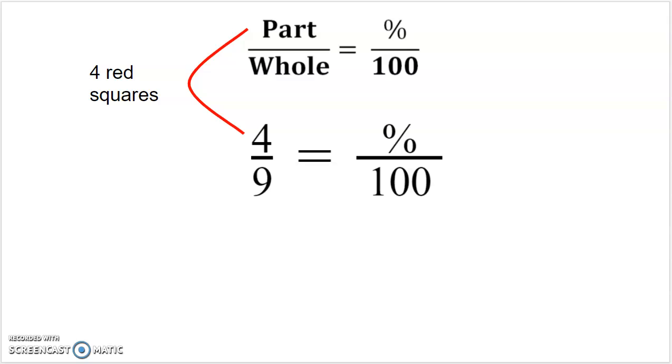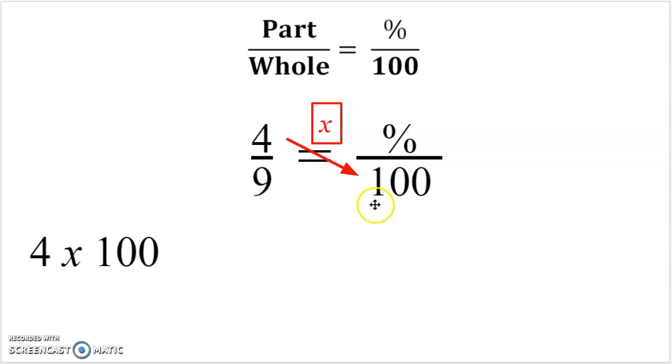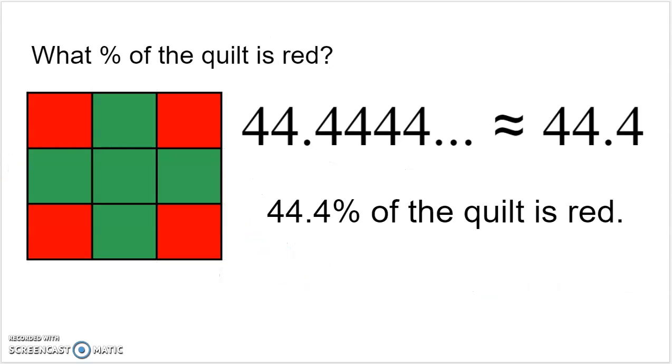So we want to know what percent of the quilt is red. The part is the 4 red squares. The whole is the 9 total squares in the whole quilt. We do 4 times 100 divided by 9. We do the math, we get 400 divided by 9, which is 44.44 forever. But because we're in a practical class, we don't want continuing decimals. So we'll generally round percents to the tenth of a percent here. So round this to 44.4, and so the quilt is 44.4% red.